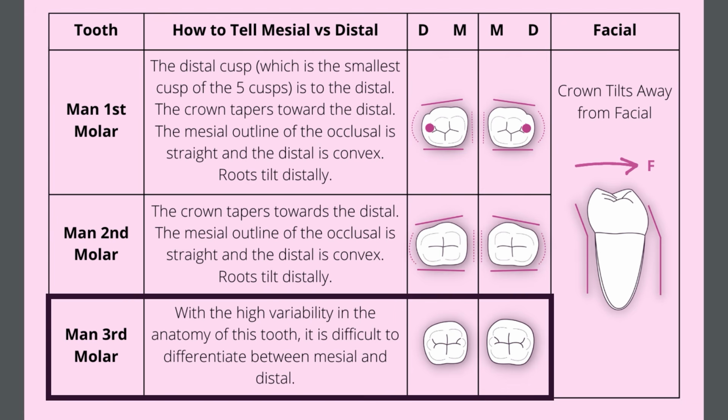The mandibular third molar, just like the maxillary third molar, has lots of variety to the anatomy. It would be unfair to have to determine mesial versus distal for this tooth. It would also be unfair to determine right from left for this tooth, because these teeth can get pretty weird.